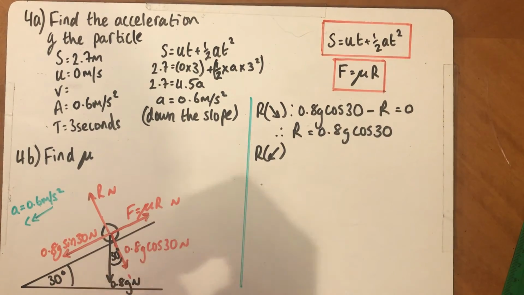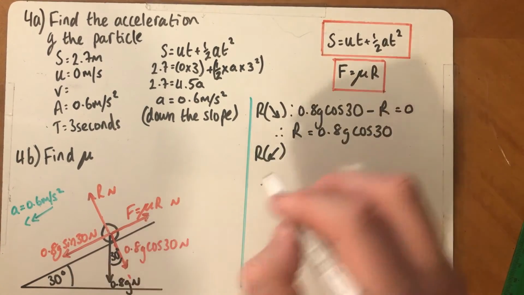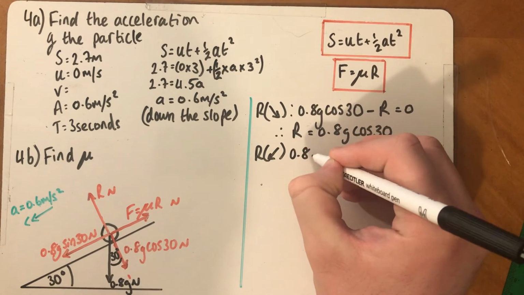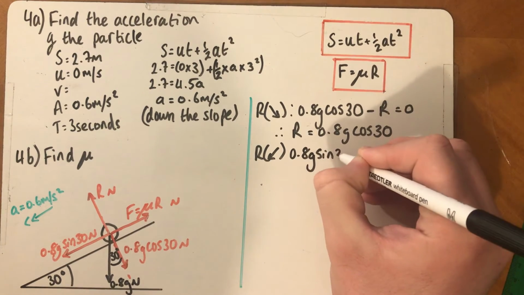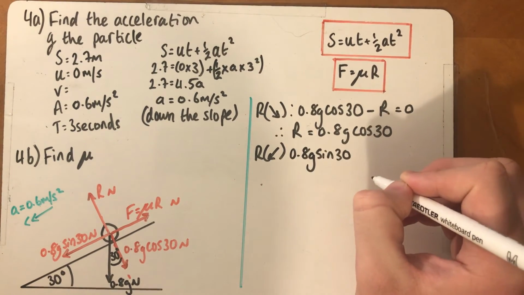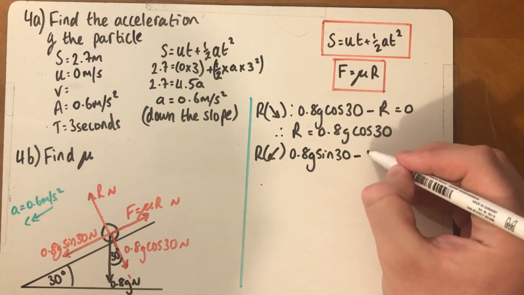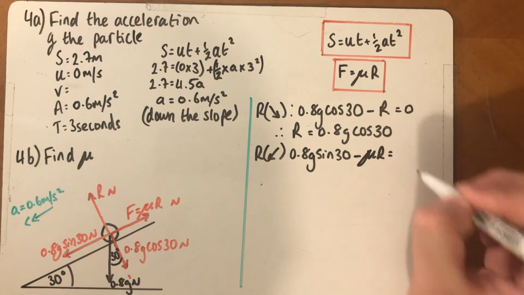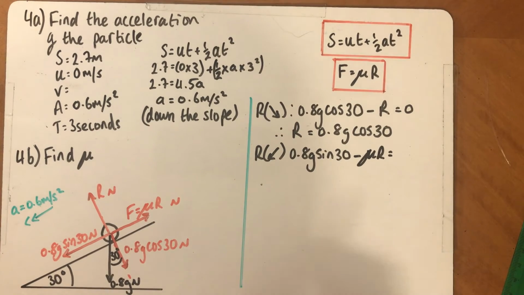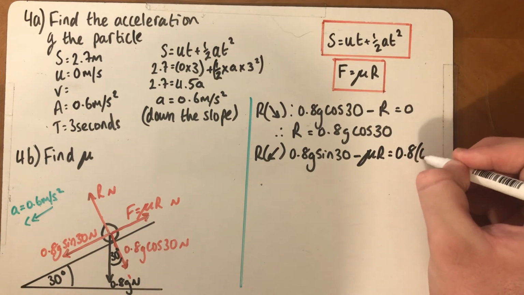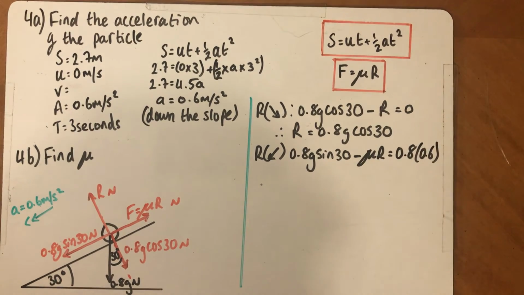So, resolving parallel to the slope, we have 0.8 G sine 30, the component of the weight acting parallel to the slope, minus the friction force, and we know that that is equal to mu R, so we're going to minus mu R, and that's equal to ma, mass times acceleration. And we know the mass is 0.8 kilograms, and we know the acceleration is 0.6 meters per second squared, from the first part.